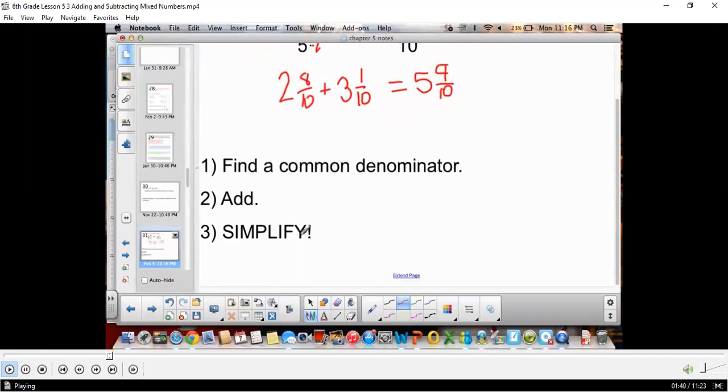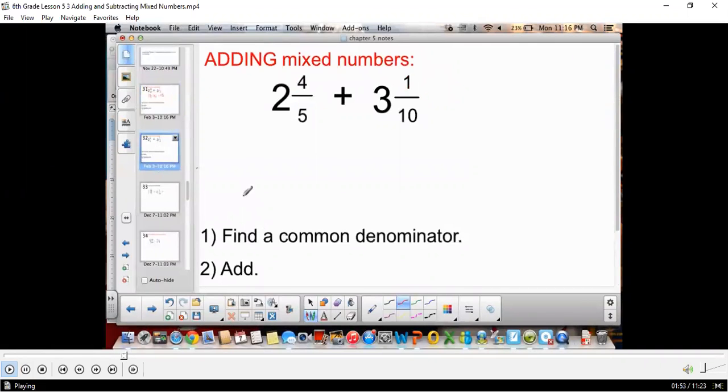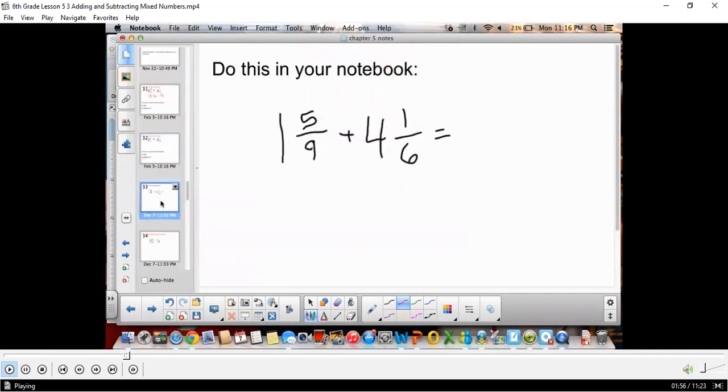Then we have to simplify. So we said the first step, we find a common denominator, then we add, and then we simplify. Then look at the question from the beginning. I have 1 over 5 over 9 plus 4, 1 over 6. This is another question. Look at the denominators now. I have 6 and I have 9. 9 is not divisible by 6, but we can make both of them equal 18.